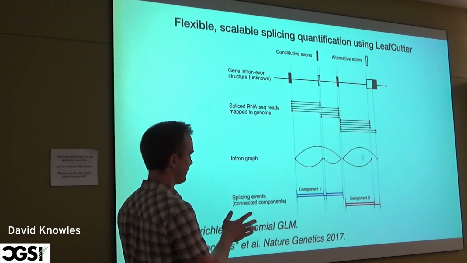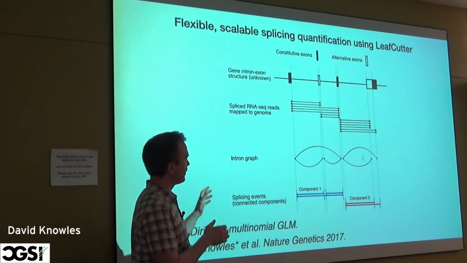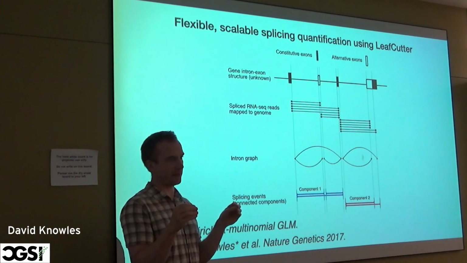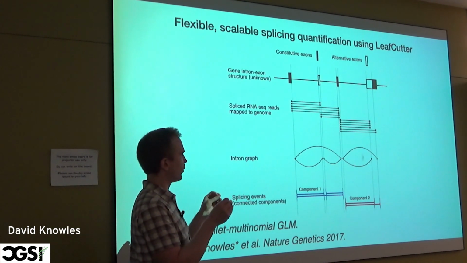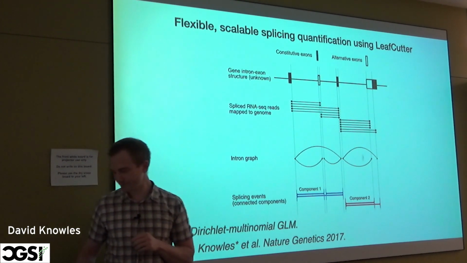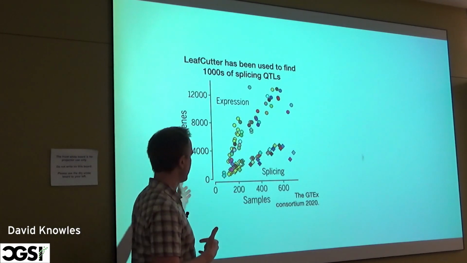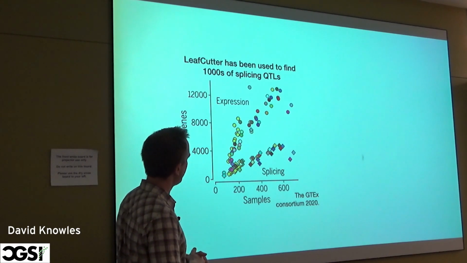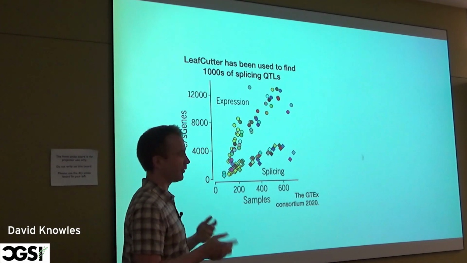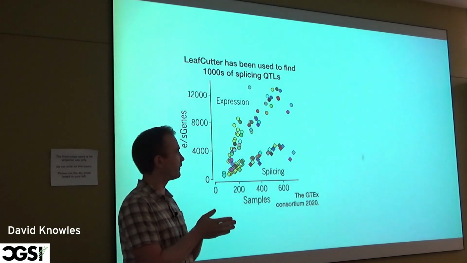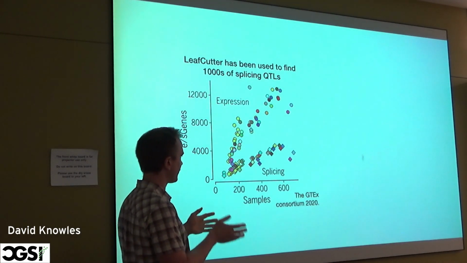I'm not going to go into the details of the method at all, but the main point is it quantifies at the level of these splice junctions. So these are the connections between the exons that get spliced together. So leafcutter has been used, for example, by, this is a figure from GTEx, to map these splicing QTLs. So these are associations between genetic variants and splicing variation.